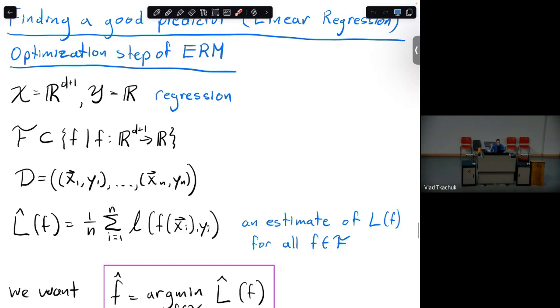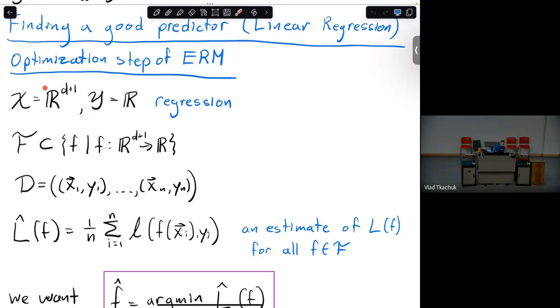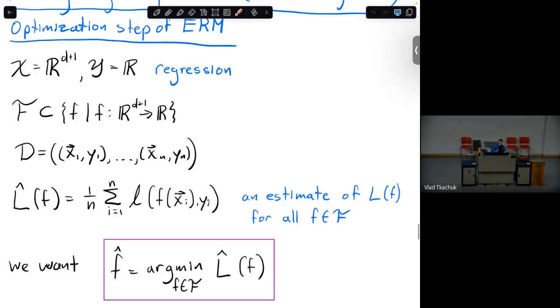The regression part is because we have labels that are real numbers. Then we always have features that are in R^d, and I said now we're always going to consider them to be in R^(d+1), and I'm going to mention the plus 1 in a second. Then we have this thing called our function class, which is all the predictors we're going to consider. We defined that, which I will mention in a second as well, and we had a data set.